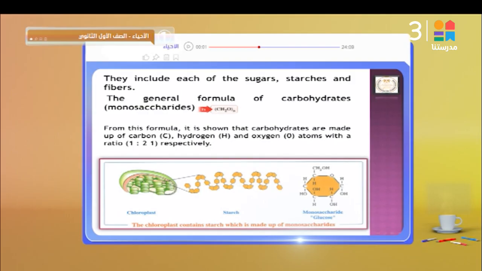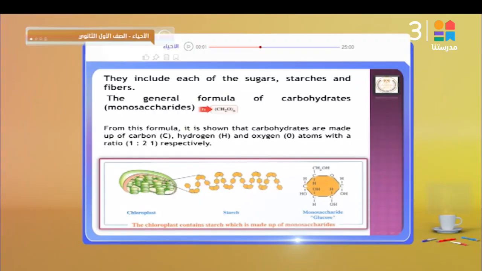And the small molecules are called monosaccharides, such as glucose. Okay? The general formula of carbohydrates is CnH2nOn. What's the meaning of n? Number of carbon atoms, أي عدد ذرات الكربون, in the structure of the monosaccharides. For example, glucose C6H12O6. What is the ratio between carbon, hydrogen, and oxygen? 1, 2, 1. That means the hydrogen is double the carbon and oxygen.